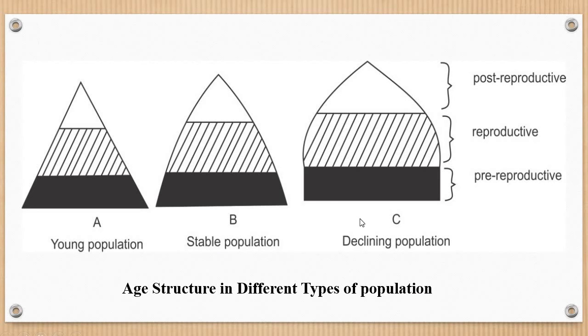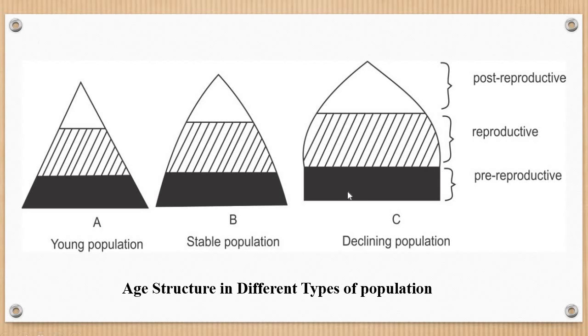Let's see what the characteristics of this urn-shaped pyramid are. It is also called a declining population. This is the urn-shaped pyramid. So it is a declining population, and it indicates a low percentage of young individuals. When the birth rate is drastically reduced, the pre-reproductive group is very much less than the other two age groups, so the population is said to be a declining one.